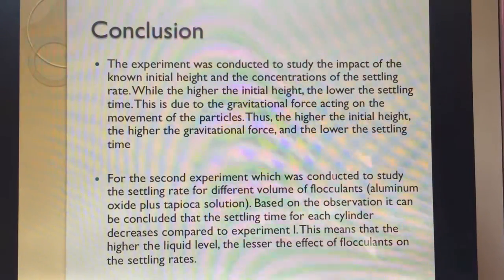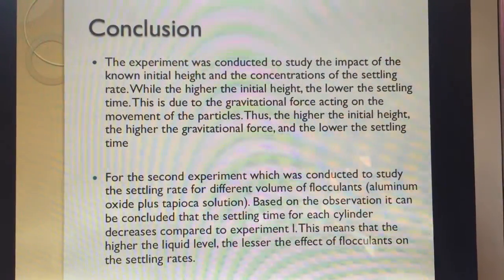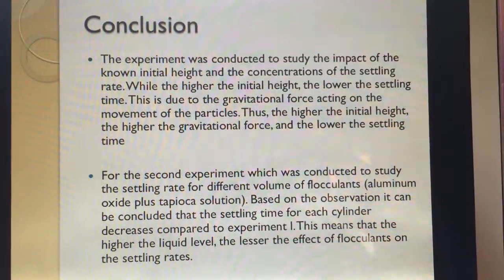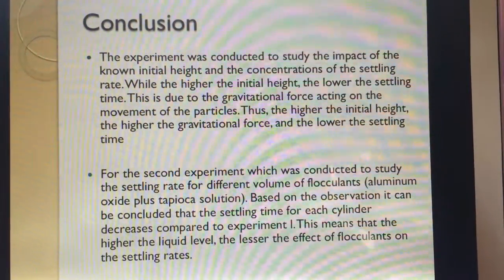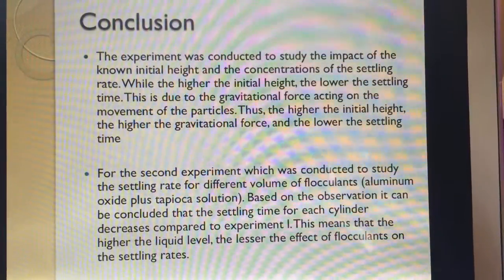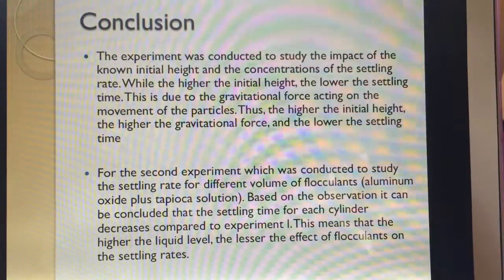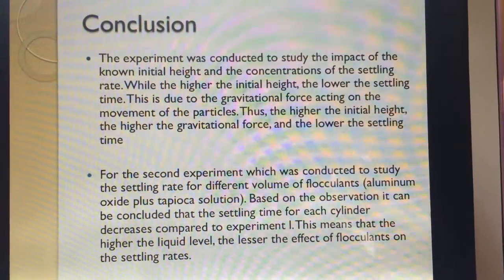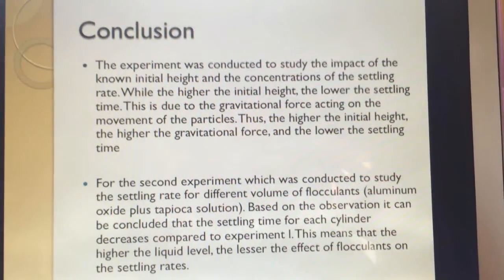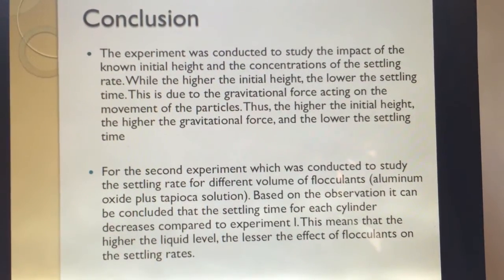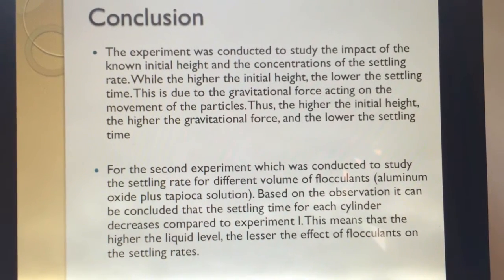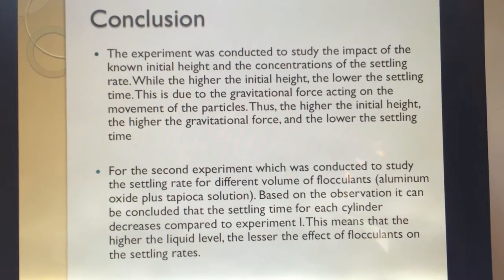Now we have reached the conclusion. We have conducted two different experiments. The first experiment was conducted to study the impact of the initial height and the concentrations on the settling rate. The higher the initial height, the lower the settling time. This is due to the gravitational force acting on the movement of particles. The higher the initial height, the higher the gravitational force, and the lower the settling time.